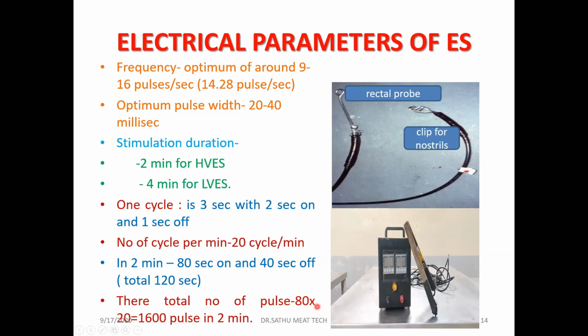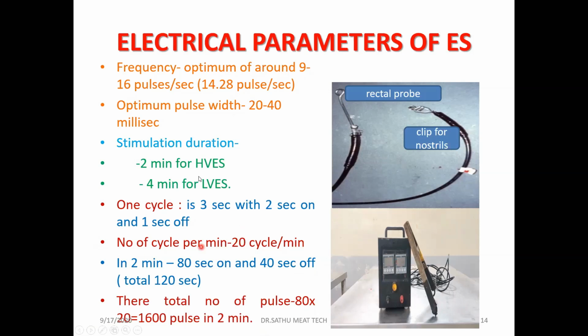So the total number of pulses is 80 into approximately 20 pulses per second. In some books we can find 15 to 20 pulses. Most of the time we go with 15 pulses per second, or we can go maximum to 20 pulses. So in 2 minutes we get approximately 1600 pulses. Even if you want, we can fabricate this and give it to you also.